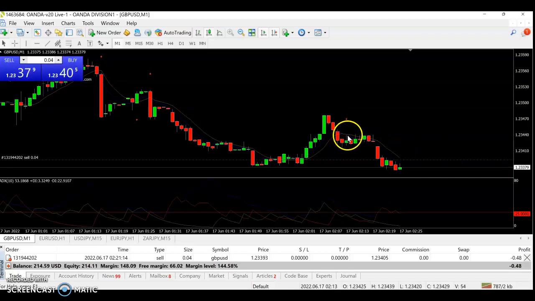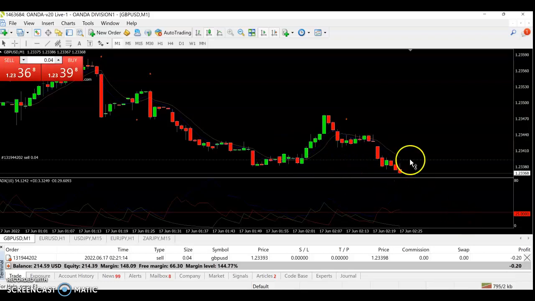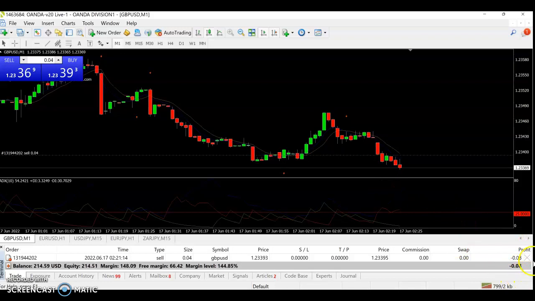When that blue line flips under the orange line, it's a sell. When that blue line flips over the orange line, it's a buy. That's all you got to remember, those color coordinations. Look, as we speak, it's still going down. This is going deeper into profit, right? Look. 5, 4, 3, 2, 1.